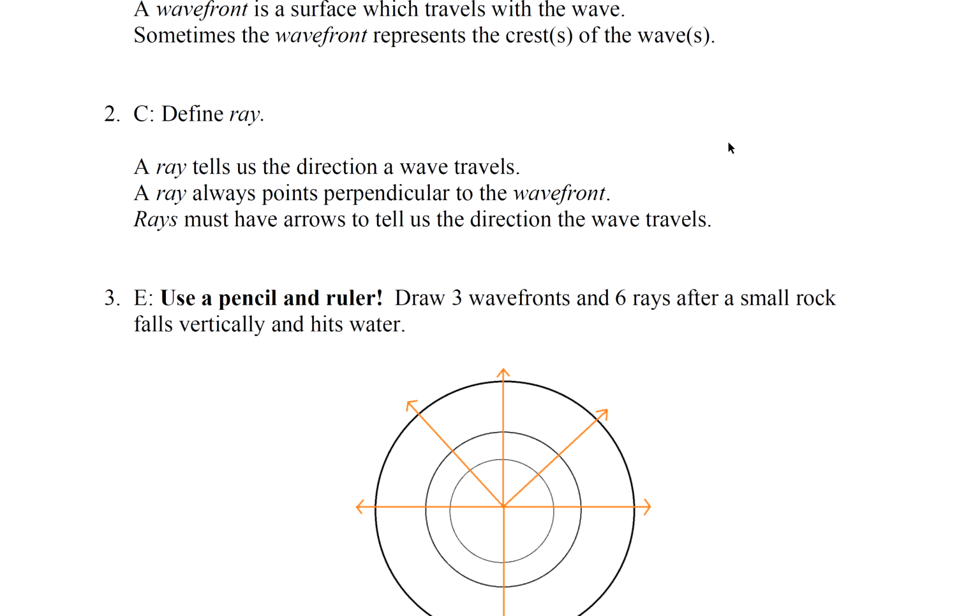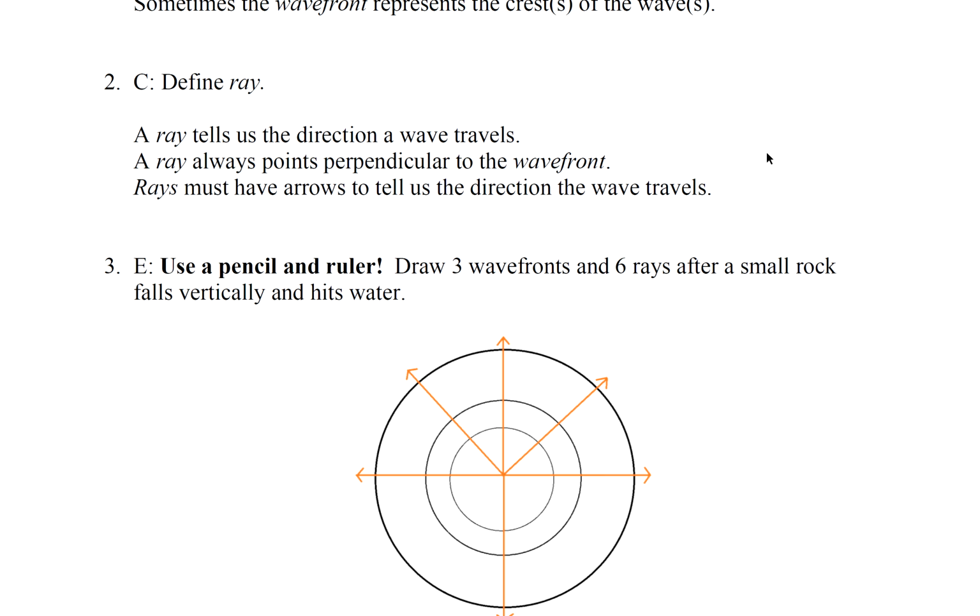Question 2. Define ray. A ray tells us the direction a wave travels. A ray always points perpendicular to the wavefront. Rays must have arrows to tell us the direction the wave travels.